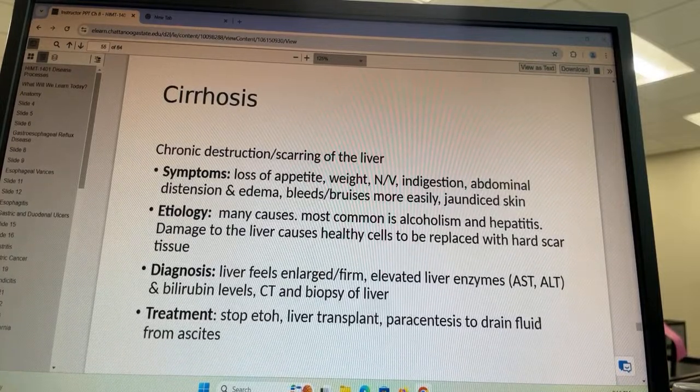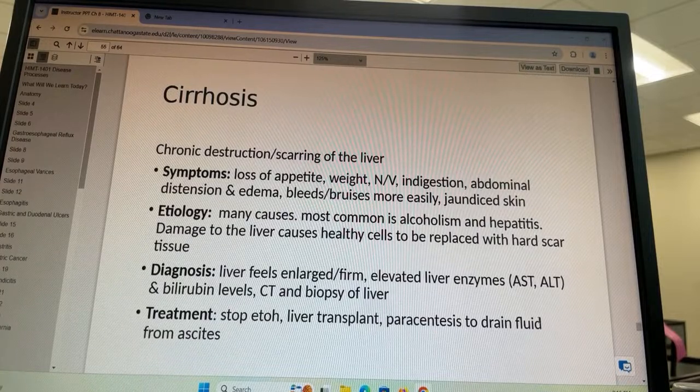What's happening is that the damage to the liver damages those healthy cells, and they eventually just get replaced with hard scar tissue, and it doesn't work the same. If you cut yourself and got a scar, the skin looks different than the surrounding skin, so it's the same thing. The scar tissue is replacing the healthy tissue, and then the liver just doesn't function anymore.